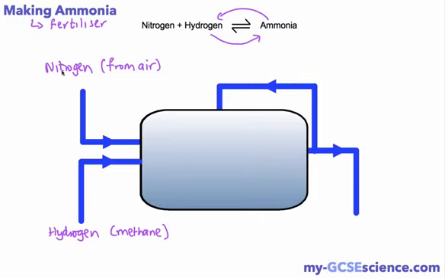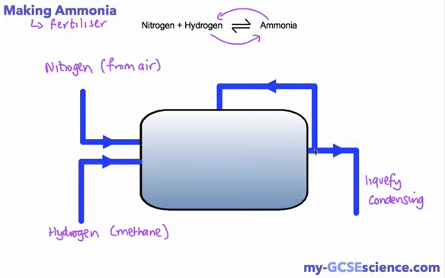So we have the nitrogen and hydrogen which combine together, which are placed into a closed reaction vessel, and out of the other end comes our ammonia. And what we do is we actually liquefy the ammonia, liquefy by condensing, and that can then be taken off and used.